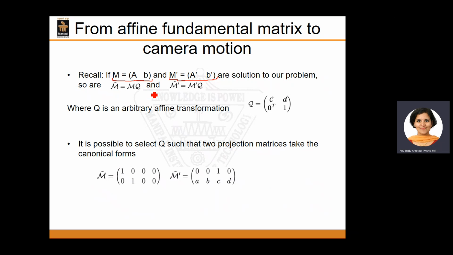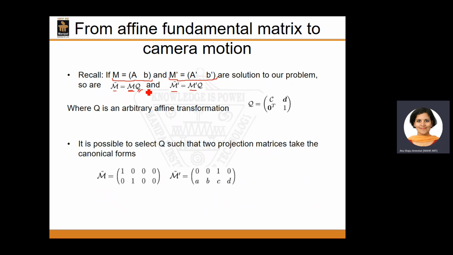So irrespective, even if I'm applying affine transformations to the camera matrices and the 3D point, the image points that I get will be the same, provided it's within the affine space itself, or provided it's an affine structure from motion reconstruction. So that means in the case of affine structure from motion reconstruction, the image points are invariant to the affine transformations on the camera matrices, right? So let us assume that Q is some arbitrary affine transformation. If I'm applying that affine transformation to the camera matrix M, I get M tilde, and if I'm applying that to M dash, I get M tilde dash. And this M tilde and M tilde dash both give us the same image points as M and M dash.